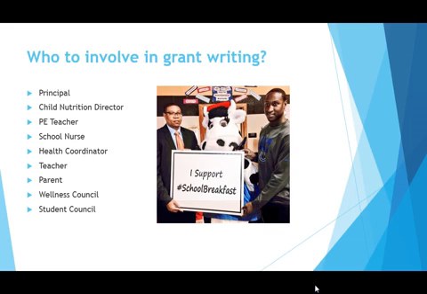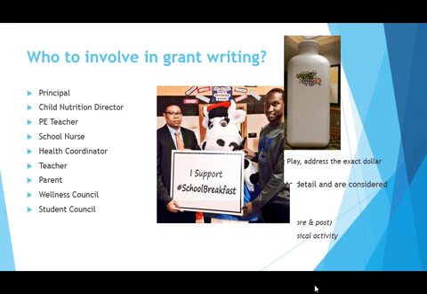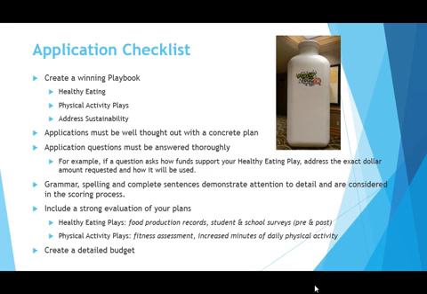And next, who to involve in the grant writing. A principal would be a great person, as well as the child nutrition coordinator, a PE teacher, a school nurse, or a health coordinator. A teacher, and oftentimes parents, should be involved and aren't. They have opinions. And the wellness council or the student council. And also a program advisor needs to be identified. And this doesn't mean the program advisor has to be the one filling out the grant, but there needs to be a program advisor identified in the application. So keep that in mind when you get to that question.